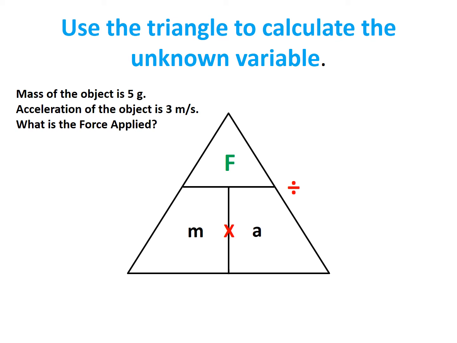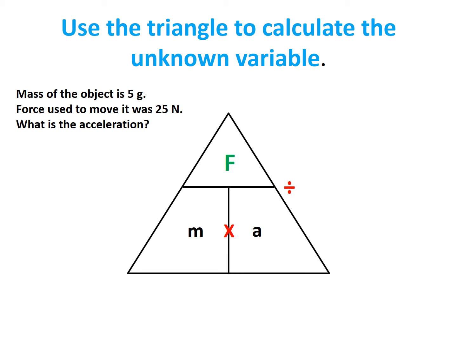Let's try another one. Once again, we have the mass and the acceleration, so we're just going to multiply mass times acceleration to get the force. So if the mass of the object is 5 grams and the acceleration of the object is 3 meters per second squared, what is the force applied? Well, mass times acceleration equals the force, so get your calculator. 5 times 3 is equal to, yep, you got it, 15. And obviously force is measured in newtons, so the answer would be 15 newtons, or you could write it 15 N.